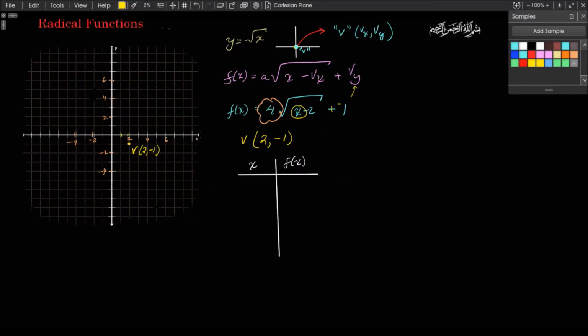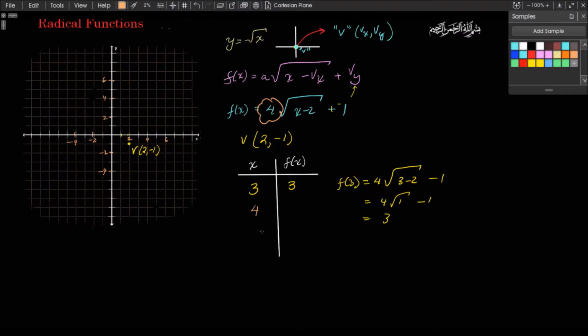So we can substitute a 3 in place of x. So what's the value of f of x when x is 3? Let's do that. So f of 3, that is the value of the function when x is 3, is 4 times the square root of 3 minus 2, minus 1. So this will simplify to 4 times square root of 1 minus 1. Square root of 1 is 1 last time I checked, so 4 minus 1 is 3. So when x is 3, f of x is also 3.